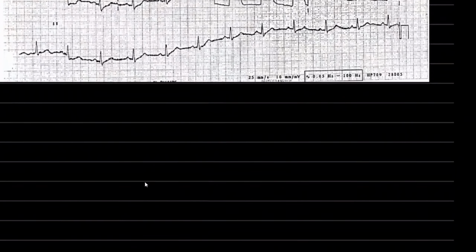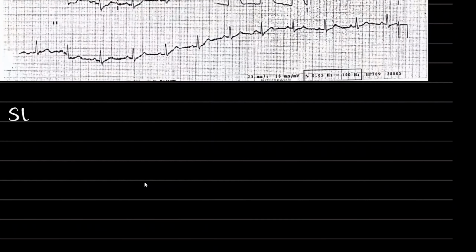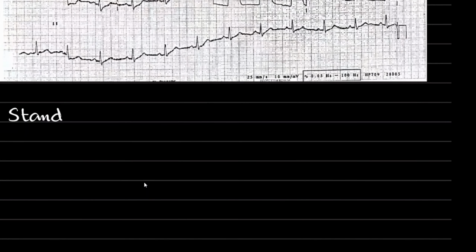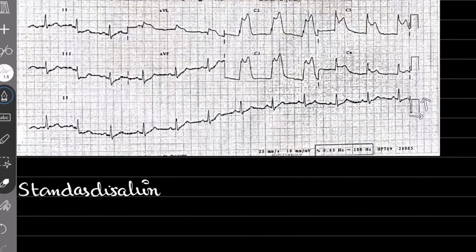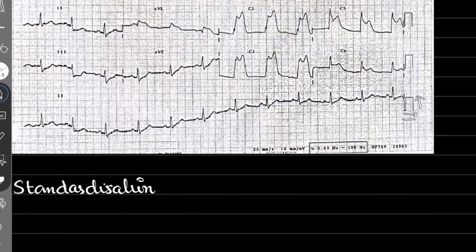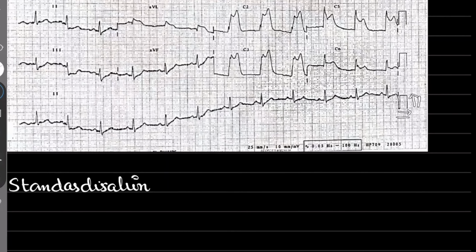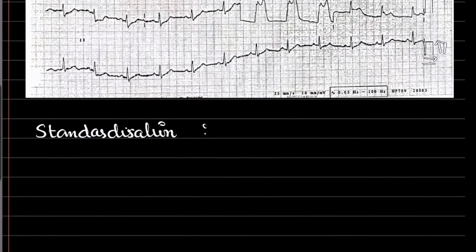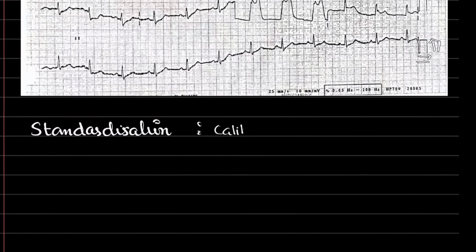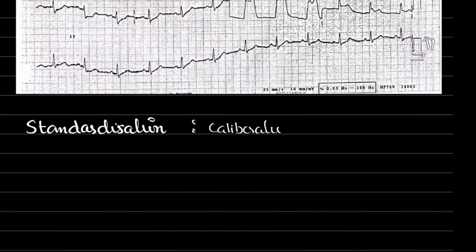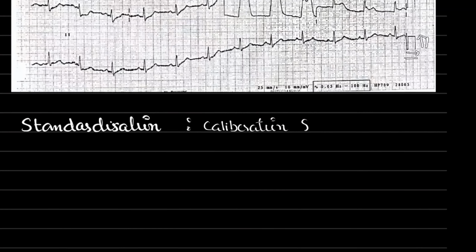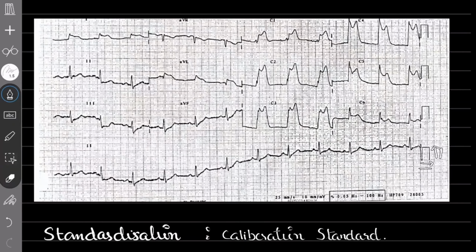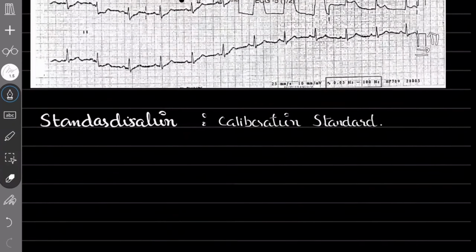First you check the standardization of the ECG. In standardization we see that it is one big square wide and two big squares tall. So it is a standard ECG. Calibration is standard. Next, we should see the rate of the ECG.